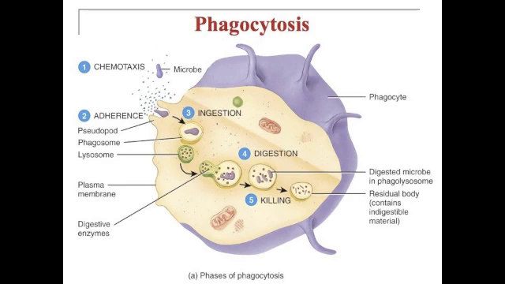And finally, step 5, killing. The chemical onslaught provided by the lysozyme, digestive enzymes, and oxidants within a phagolysosome quickly kills many microbes. Any materials that cannot be degraded further remain in structures called residual bodies.